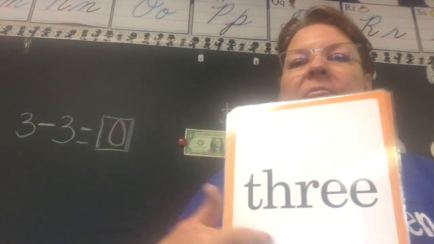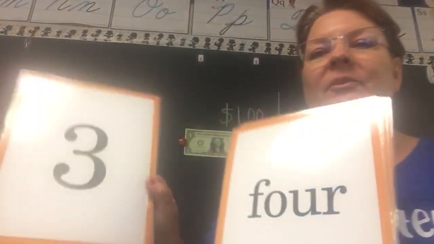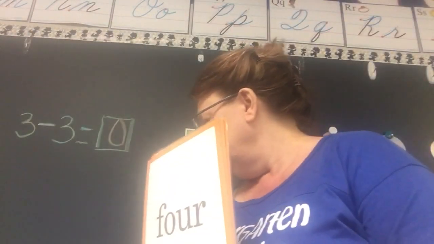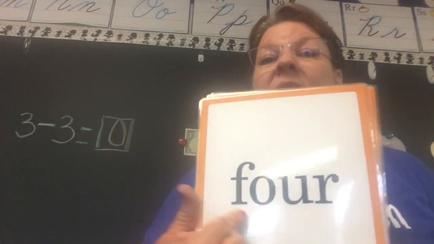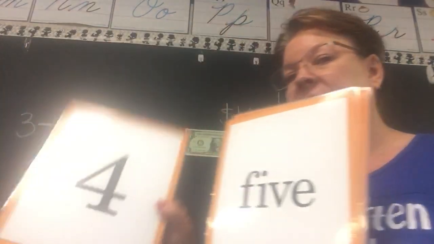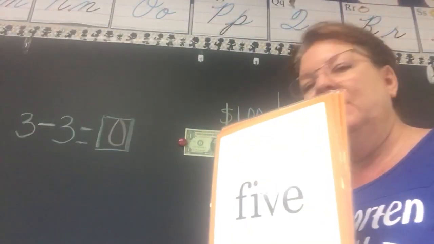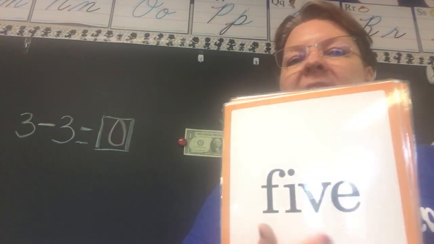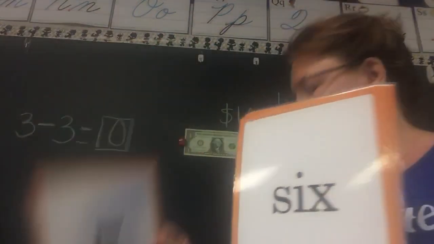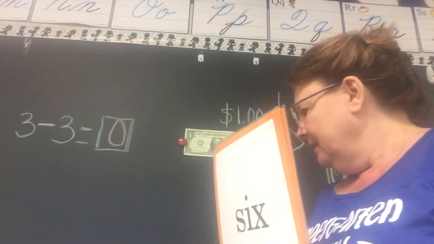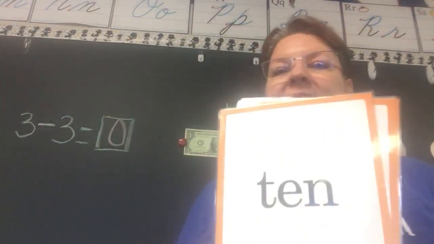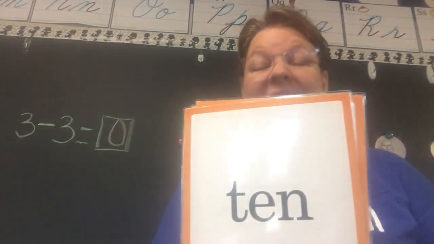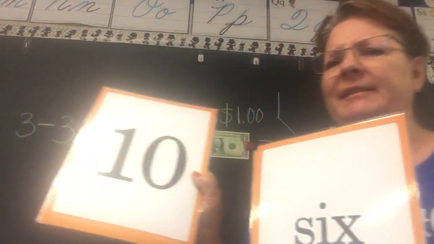Look at the special sound. Thur, thur. 3. Good. 4. And the next one. Long I, 2 vowels. 5. Oh, what is this one? 10. Good. That's a baby number now, isn't it?